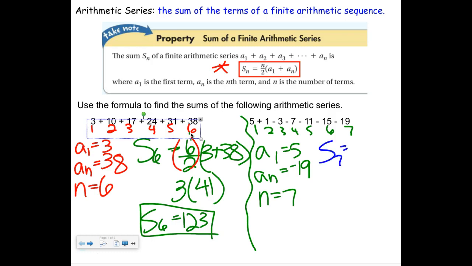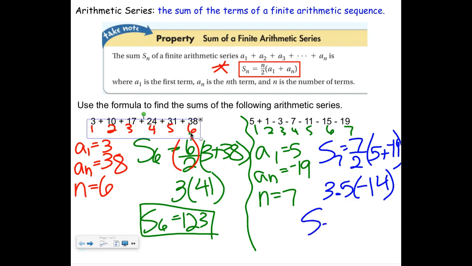So I'm going to say S7. We have 7 divided by 2, our 5, and notice it's going to be 5 plus negative 19. Sorry, that's crunched in right there. So make sure that you have that negative on the 19. Again, if you want to plug this whole thing in your calculator, you can put parentheses around your fraction, or if you want to simplify it a little bit, I divided those, I combined the parentheses, and now I'm going to plug this into my calculator. And when I do that, I get S7 equals 49.